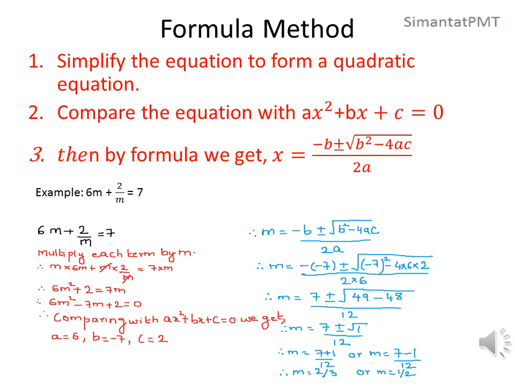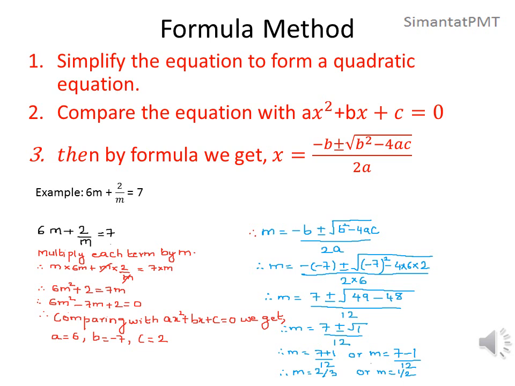So for that, we multiply each term by m. Therefore, m into 6m plus m into 2 upon m equal to 7m. Therefore, 6m square plus 2 equal to 7m. 7m goes to the left hand side. We get 6m square minus 7m plus 2 equal to 0. On comparing with ax square plus bx plus c equal to 0, we get a equal to 6, b equal to minus 7 and c equal to 2.